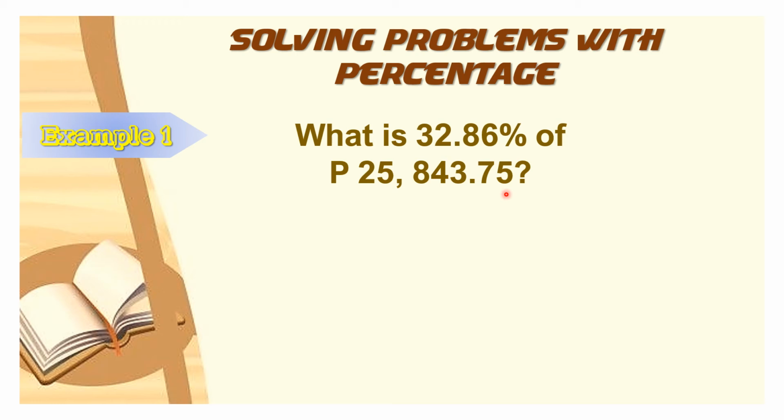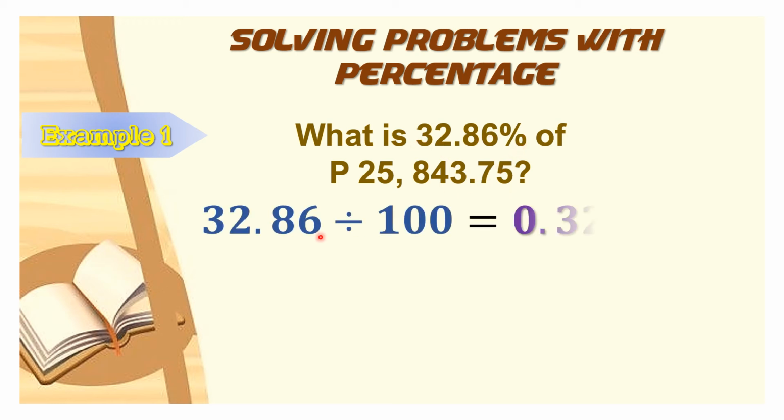The first thing to do is to convert the percentage into its decimal form. So we have here 32.86, the percent value. We have to divide that by 100. By division, that is equal to 0.3286. Or we can simply move the decimal point 2 places to the left. So we have 1, 2, then we add 0. That is why that is equal to 0.3286 in decimal form.